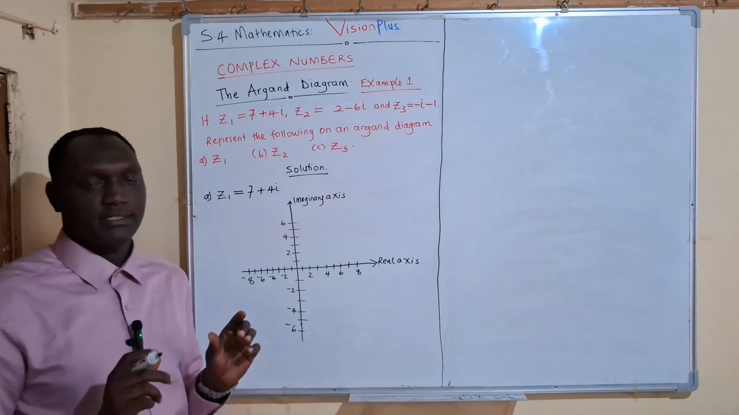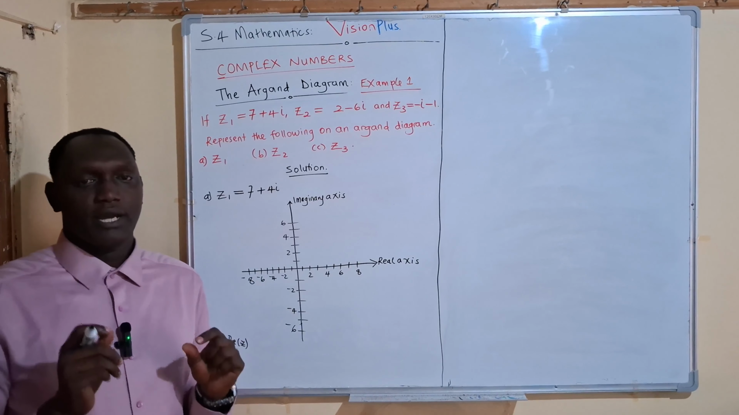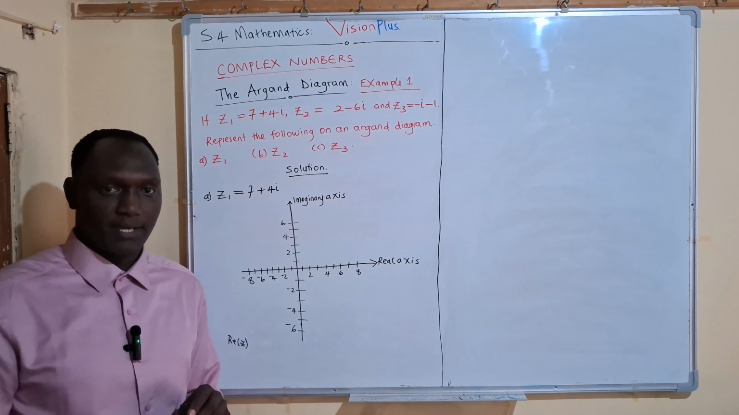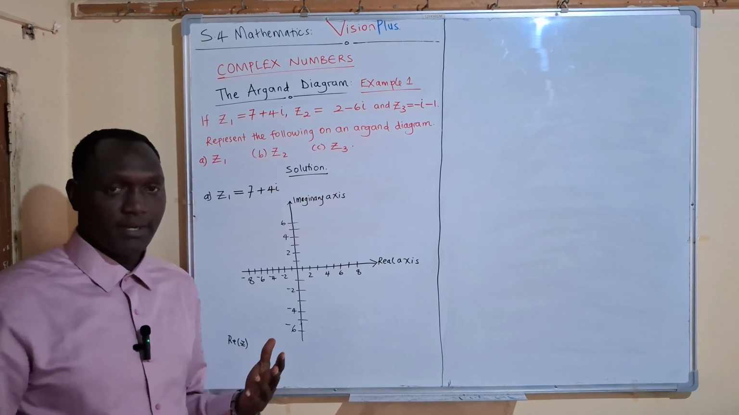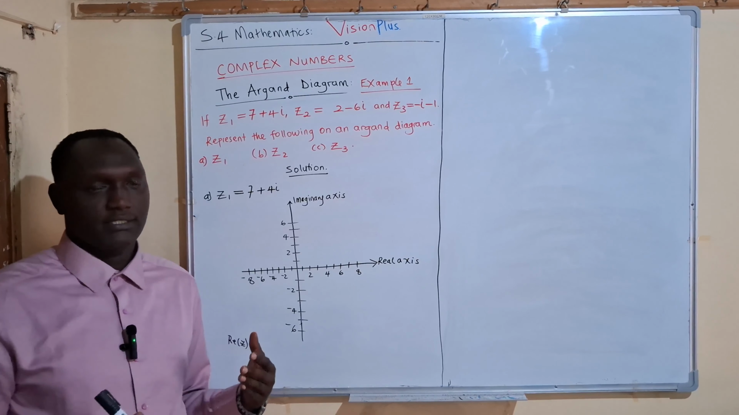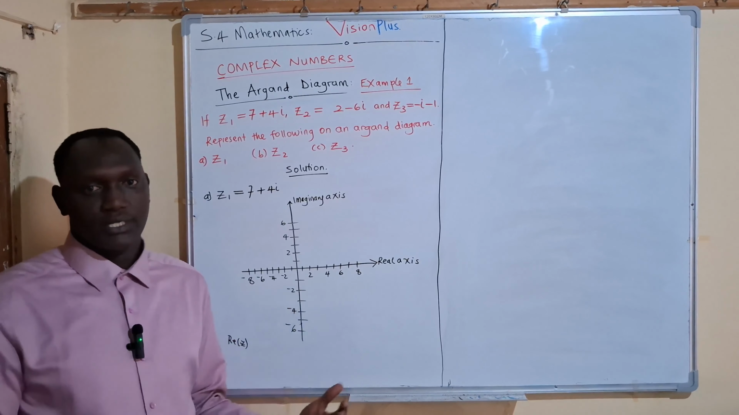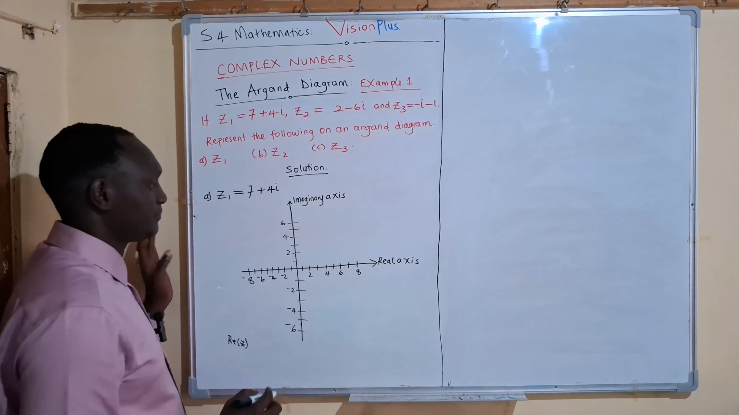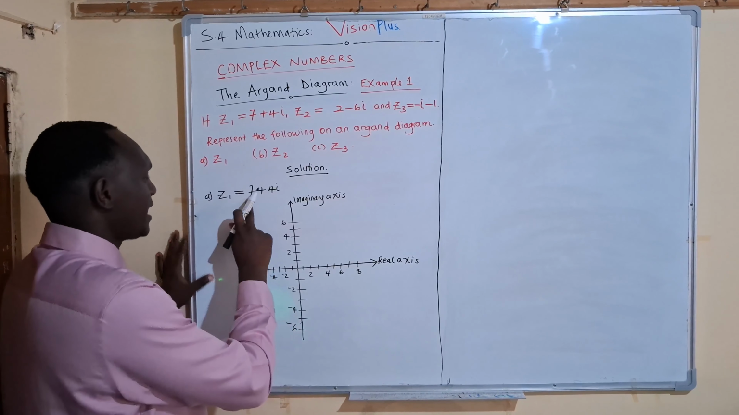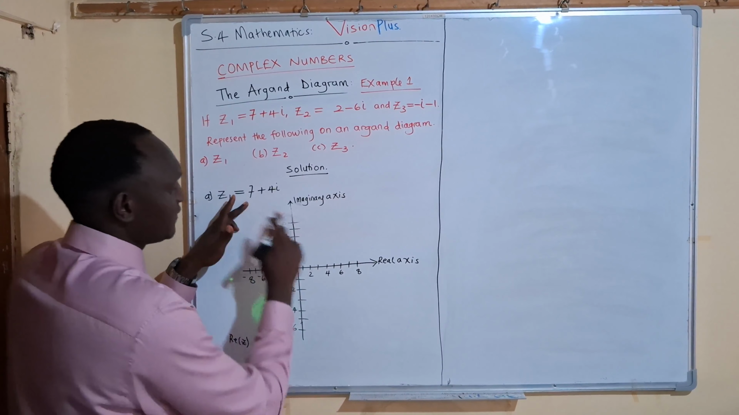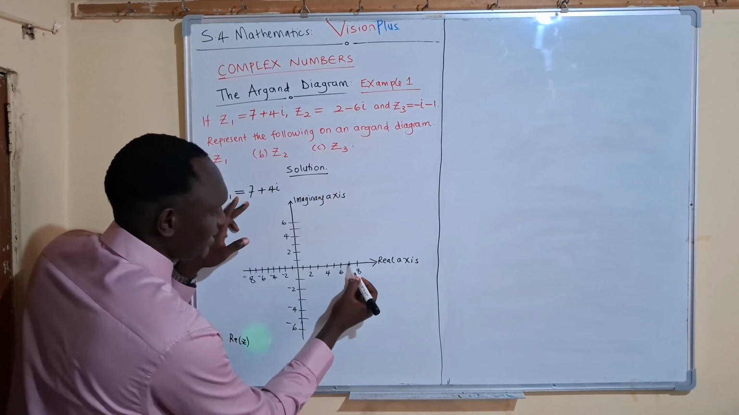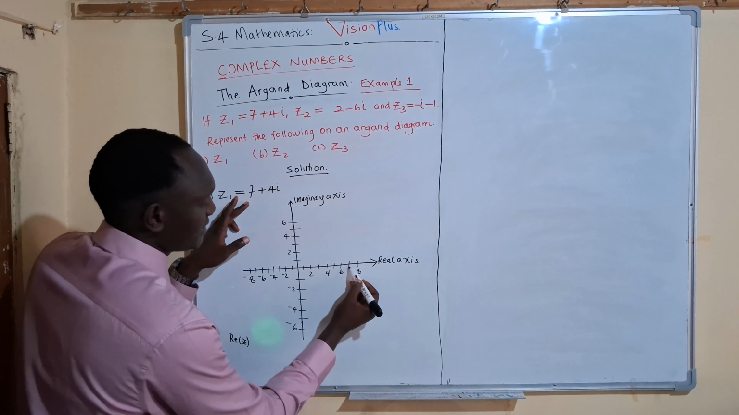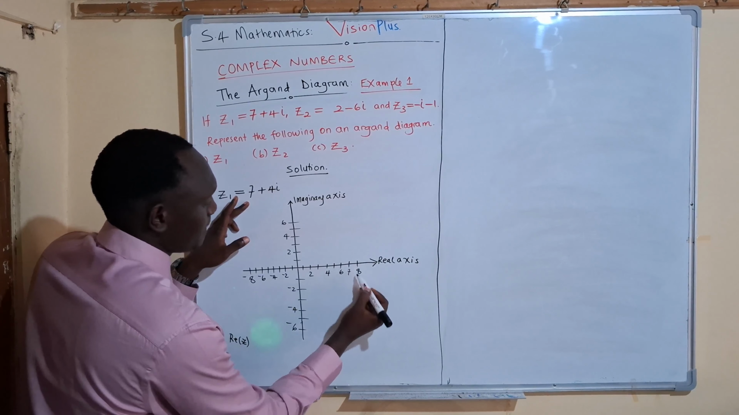Remember, let me repeat, the Argand diagram is not accurate. You do not need to even use a graph paper. But if you use a graph paper, it is going to be very accurate. But here, we just illustrate or represent, not necessarily accurately. Now, on the real axis, we are supposed to locate 7. So we come and look for 7. 7 is here. If this is 6, this is 7, and then 8. This is our 7 here.